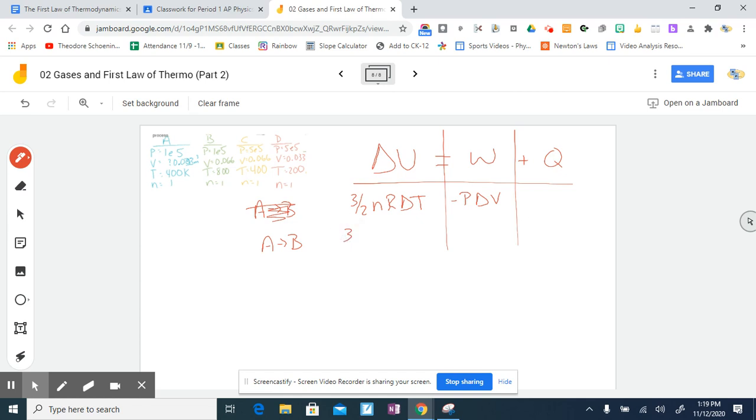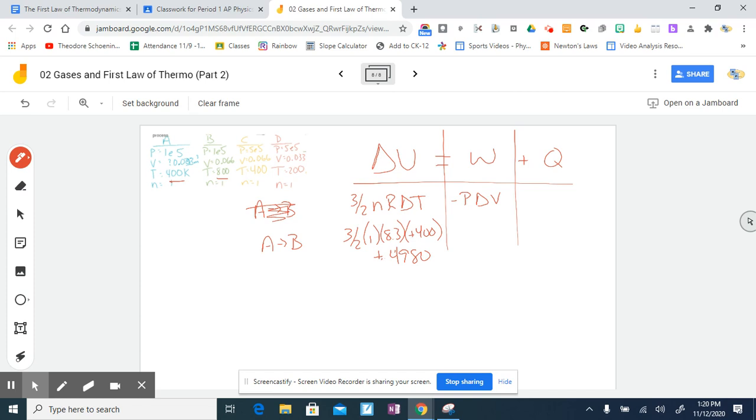So for example, this would be 3/2. My number of moles was 1. My R is 8.3, as always. And my temperature change from A to B was from 400 to 800. So I had a positive 400 change. I should be easily able to do my math here, solve that out. I'm going to trust that I had these right, but I'm going to end up with positive 4980 when we do that.